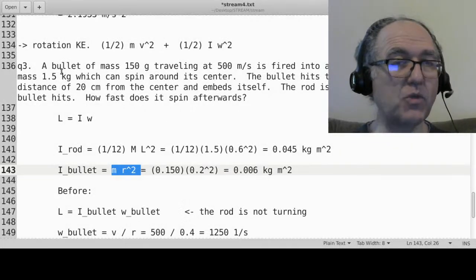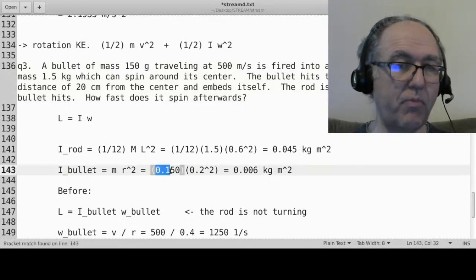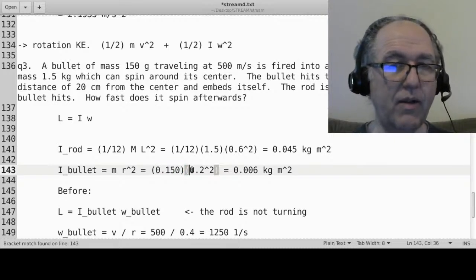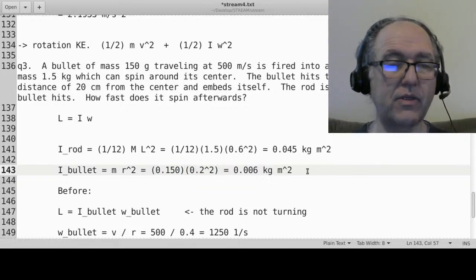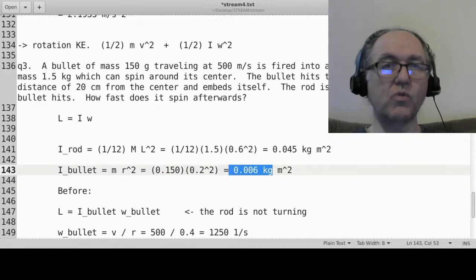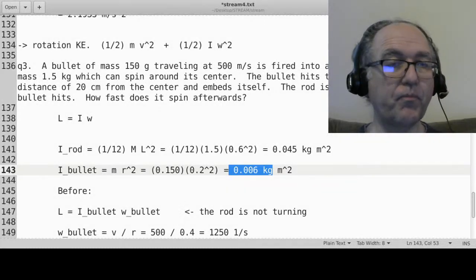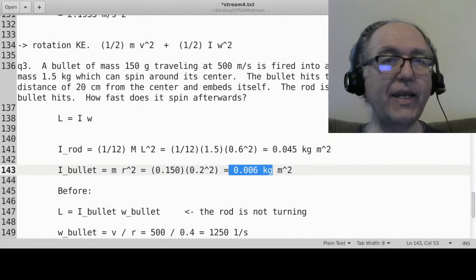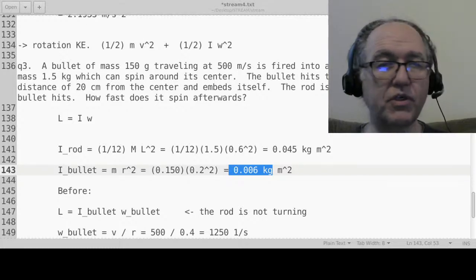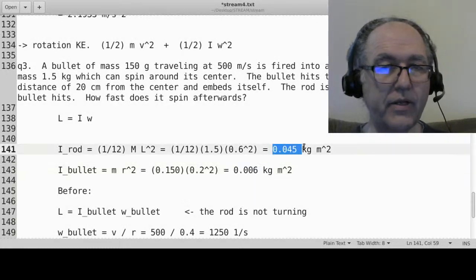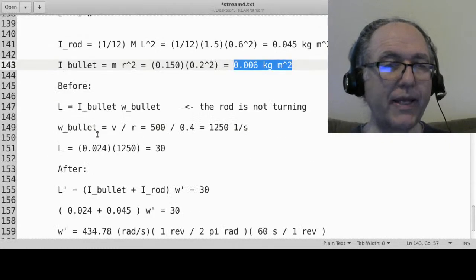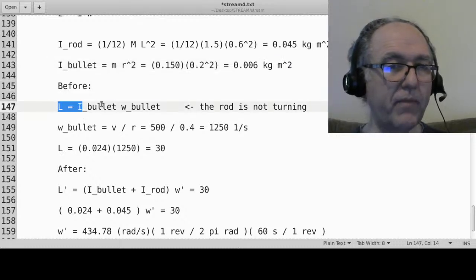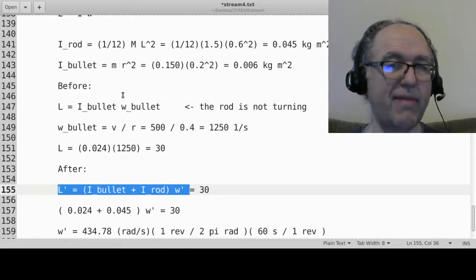And there it is. So the mass was 150 grams, or in other words 0.15 kilograms, at a radius of 0.2 squared, and so that gives me 0.006. Okay, great. Now, we needed those moments of inertia, and there they are. But now we want to calculate the total momentum before and the total momentum after.